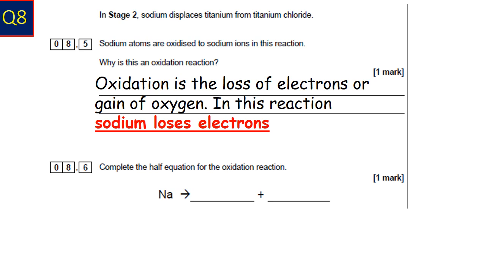Now you want to complete the half equation for the oxidation reaction for 8.6. So sodium is in group 1, that means it's got 1 electron in its outer shell which it is going to lose. So that will form a sodium plus ion, as there are now more protons than electrons, so it's a positive charge, and then we have our 1 electron there.